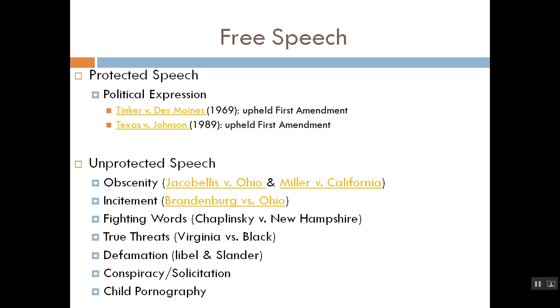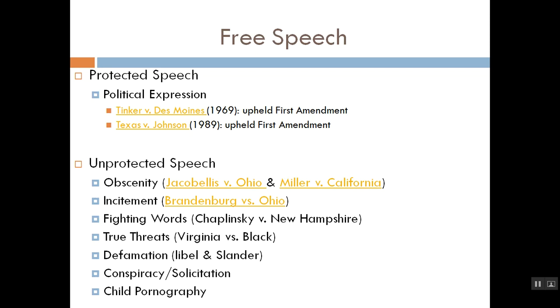In other words, political expression is a very broad category, and it's going to protect some forms of symbolic expression or speech that we might not like. But that doesn't mean that there are absolutely no limits on protected speech. What we will discover is that certain forms of speech can classify as unprotected. For example, we will discover from cases like Jacobellis versus Ohio and Miller versus California that the First Amendment does not protect obscenity exposed to the public.